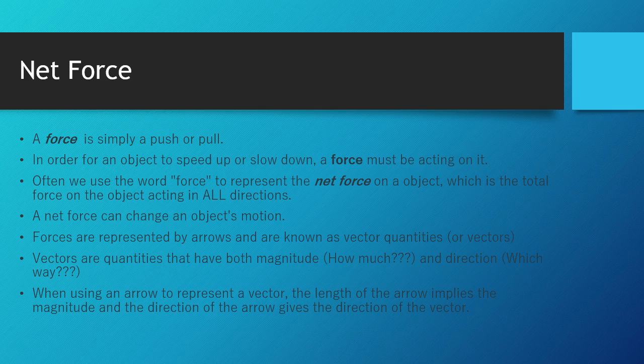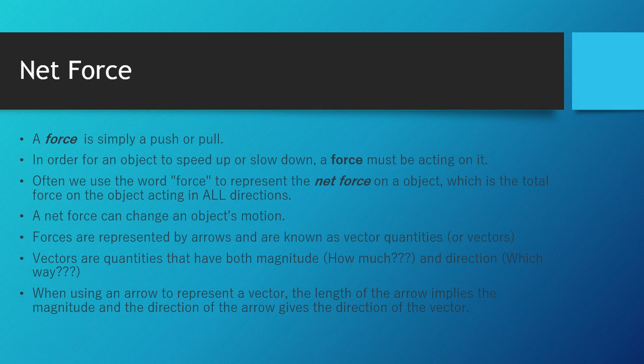We use arrows to represent vector quantities because arrows can point in a direction, and that gives us the direction. But we can also change the length of the arrow based on the magnitude of the vector, based on the amount. For example, the greater the force, the bigger the arrow. The smaller the force, the smaller the arrow.